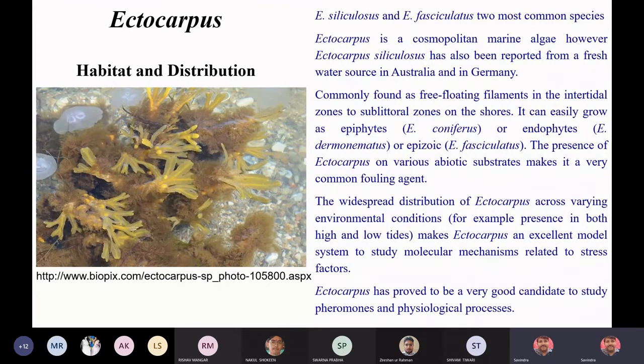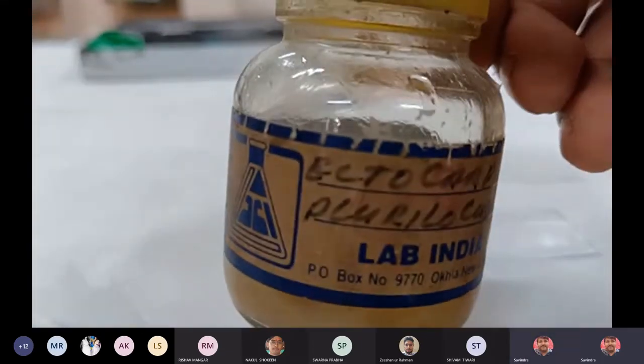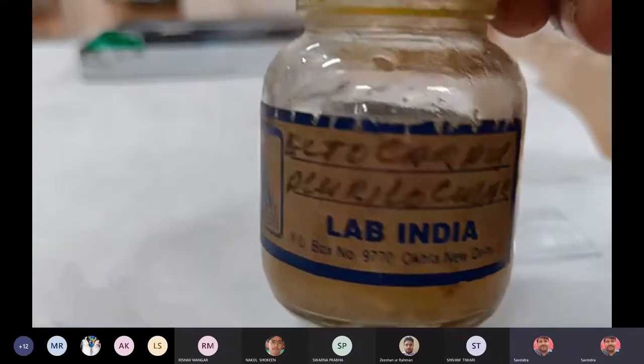Most of the hormones we have studied in algae and any other plant, this is one of those model organisms where we have studied the different pheromones and their physiological processes. So you can see it's a very old material of Ectocarpus.